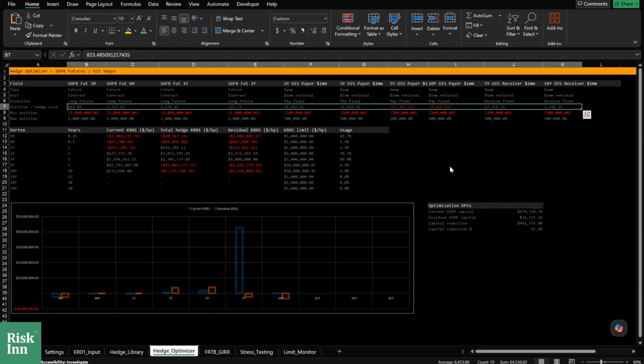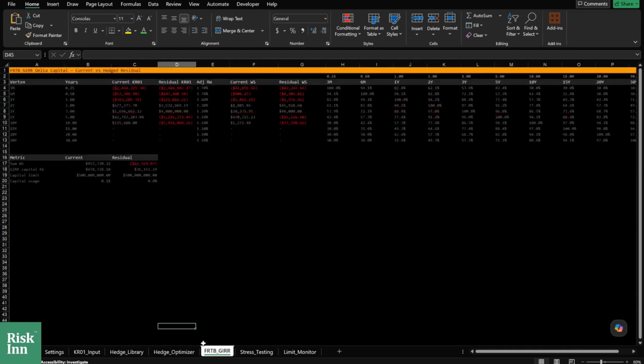What am I optimizing? Well, after I enter into these hedging instruments in these notional quantities, what is my residual capital? This is after the fact. After I have entered into the hedging instruments, this is the current capital. This is the residual capital. See, it has reduced significantly because obviously I'll take offsetting positions so that overall risk is minimized.